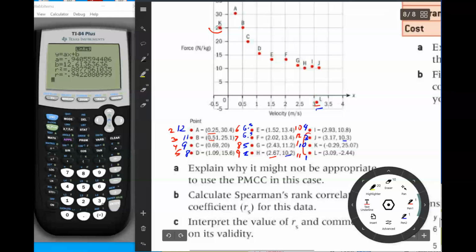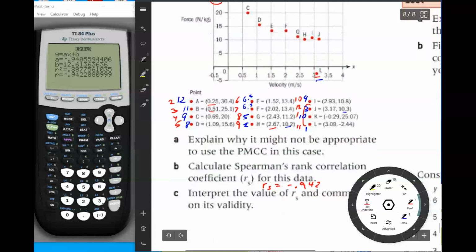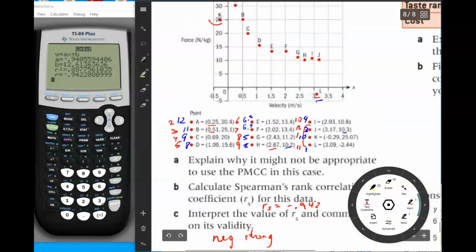So the R value, R subscript S actually, is negative 0.942, three significant figures. Interpret the value of R subscript S. Okay, so it's negative and strong because it's very close to negative 1, right? Between 0.75 and 1 is strong. And comment on its validity.